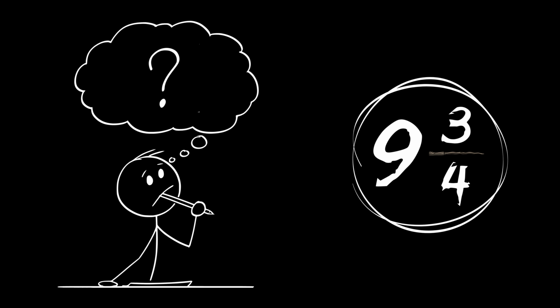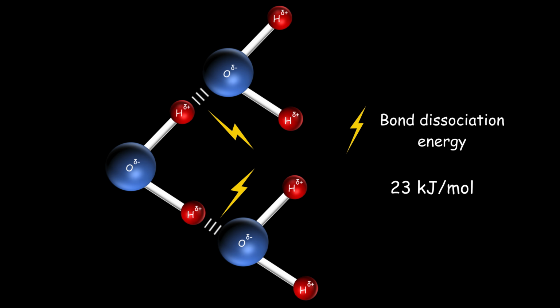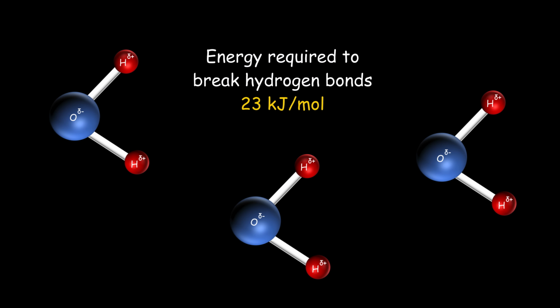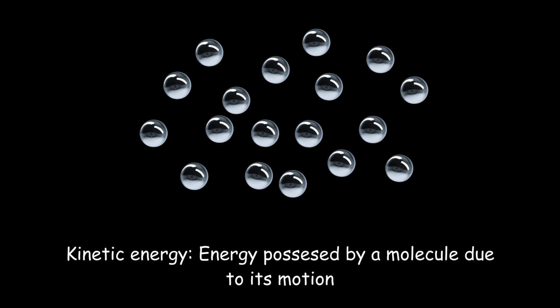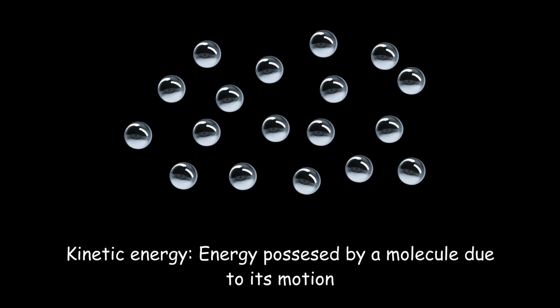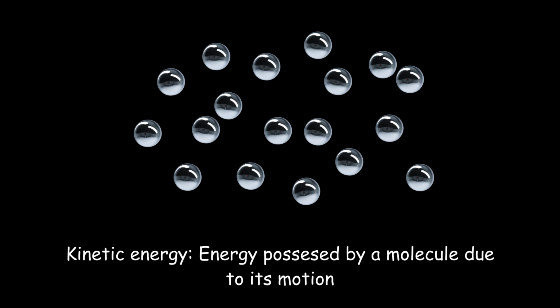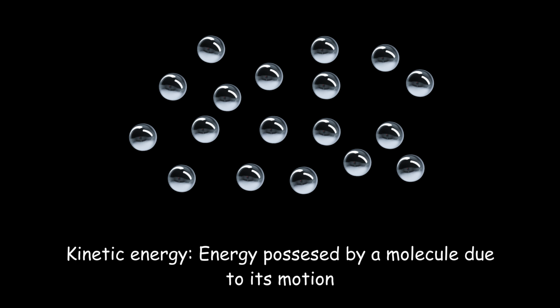To find that out, we have to understand bond dissociation energy, which is basically the energy required to break a bond. For hydrogen bond, it is estimated to be around 23 kJ per mole, and this falls in the same range as the kinetic energy of water molecules at room temperature. Remember, the water molecules are in constant motion, so they have a certain kinetic energy associated with them.